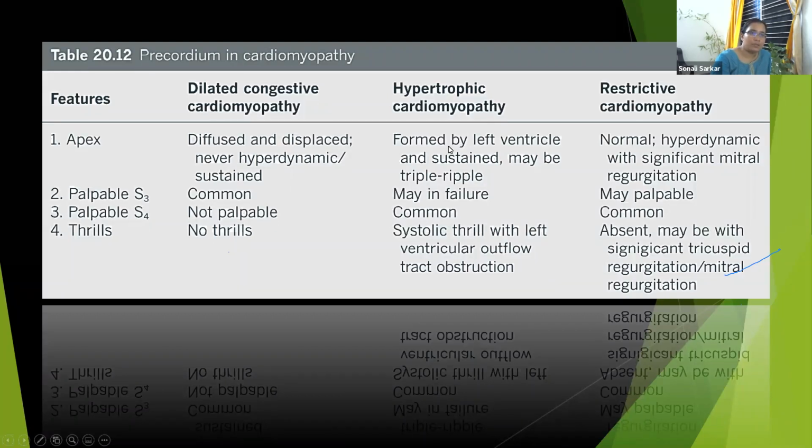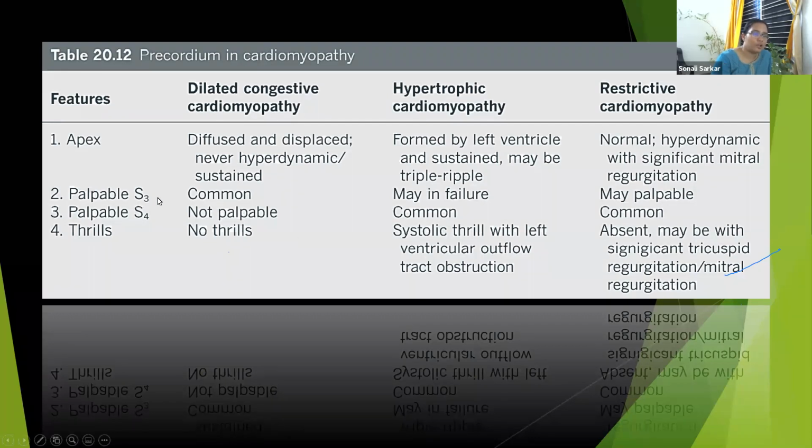In hypertrophic cardiomyopathy, again it will be formed by the left ventricle, but the apex will be forceful and well sustained because it is a pressure overload condition, and there may be double apical impulse. While in restrictive cardiomyopathy, there will be normal apical impulse, or if the patient has mitral regurgitation, then it will be hyperdynamic. Palpable S3 is commonly found in dilated cardiomyopathy. Palpable S4 is found in hypertrophic cardiomyopathy.